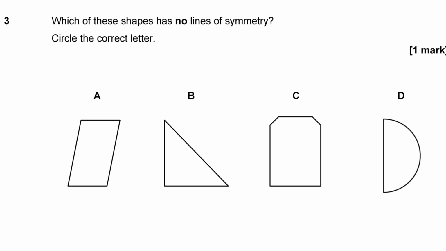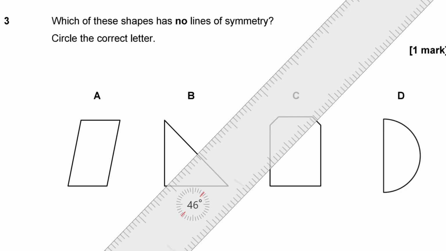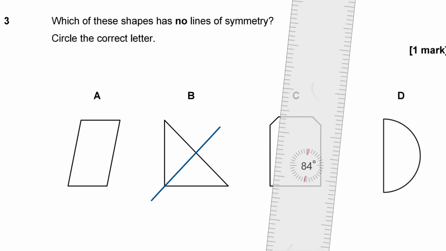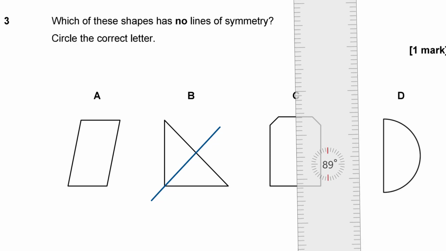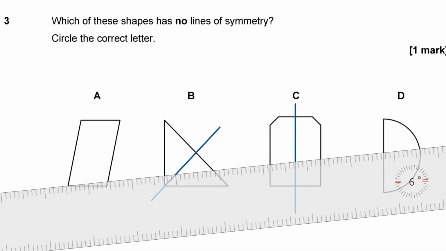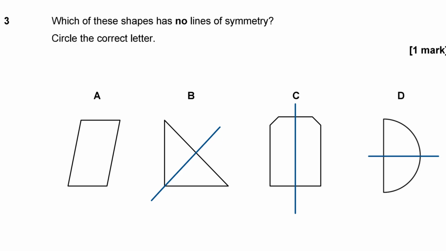Question 3. Which of these shapes has no lines of symmetry? Circle the correct letter. Okay, so let's just try and rule some of these out. I think that triangle there has got a line of symmetry running through the middle of it, hasn't it? A line of symmetry is like a mirror line or a fold line where one half will fold on top of the other. So this shape has got one there. So that's got symmetry, and this one has got symmetry here, isn't it? So the only one that doesn't have symmetry is that one there, number A. It's the parallelogram.